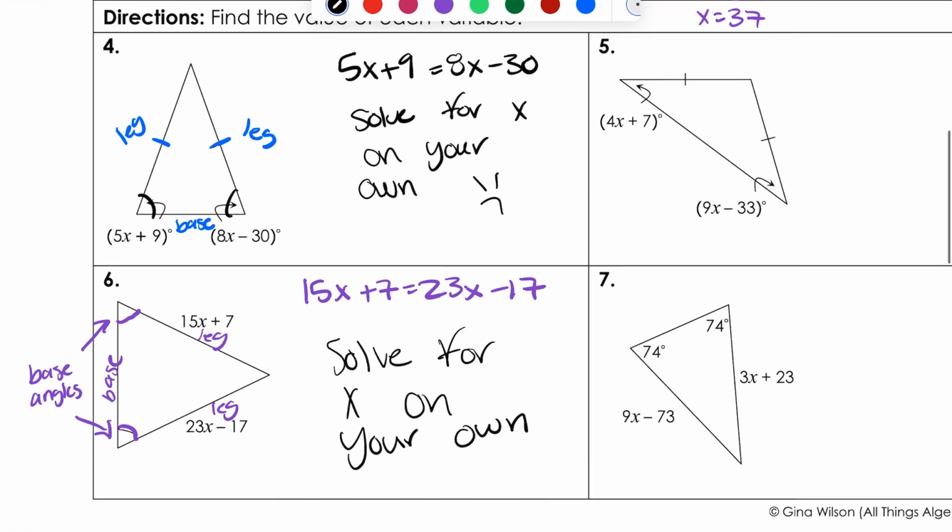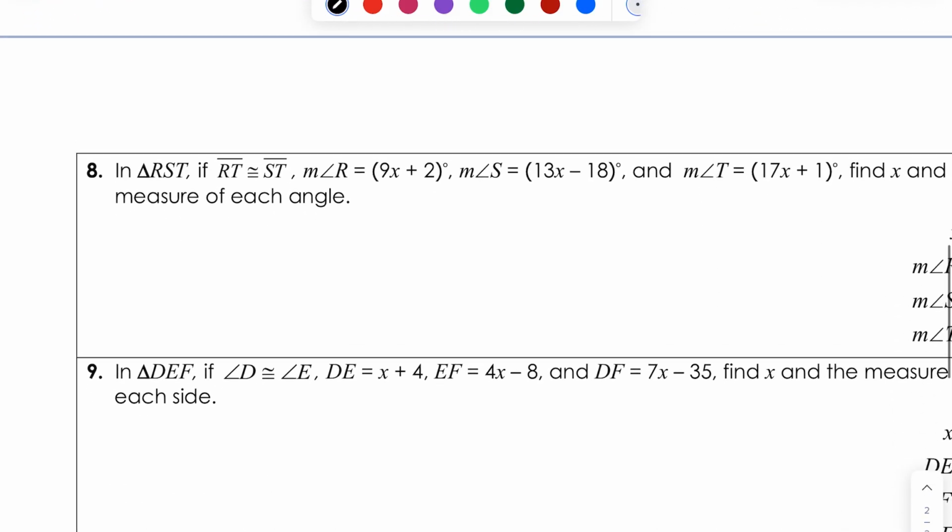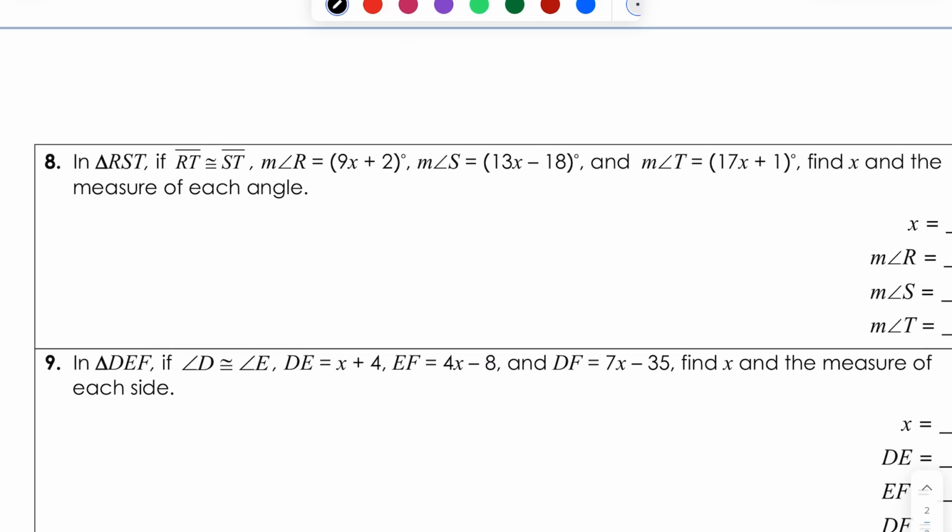If you don't, I'm not giving you points. Yep, and then go to the next page. All right, listen, read number 8.